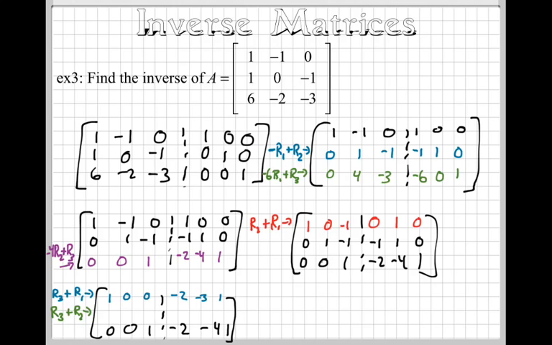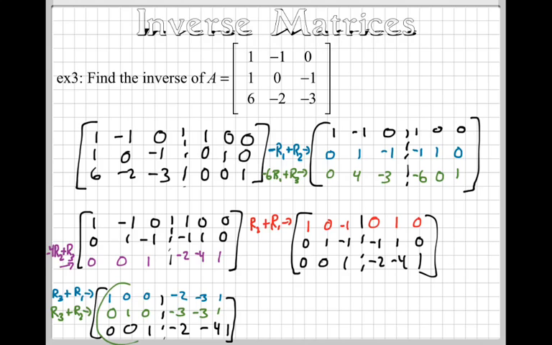Second row, just adding these two together. So we get 0 first, then we get 1, then we get 0. Negative 2 plus negative 1 is going to be negative 3. Negative 4 plus 1 is going to be negative 3. And 1 plus 0 is going to be 1.